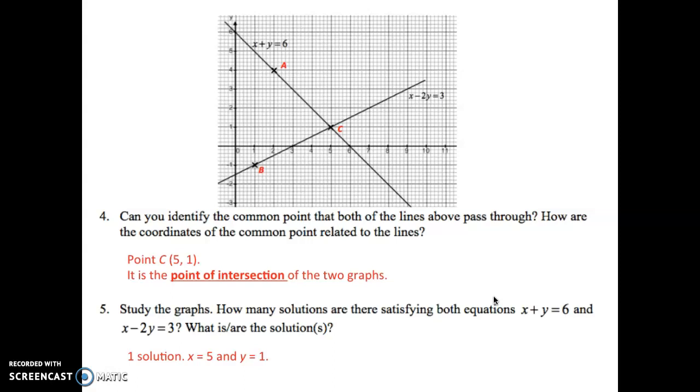When they ask what are the solutions, we have to give them the set of solutions x and y. Nonetheless, it is considered as one solution. We consider it as one set of solution. So in this case, we are looking at the coordinates of point C. So we have x equals 5 and y equals 1. Okay, moving on.